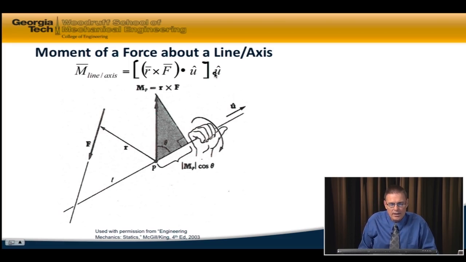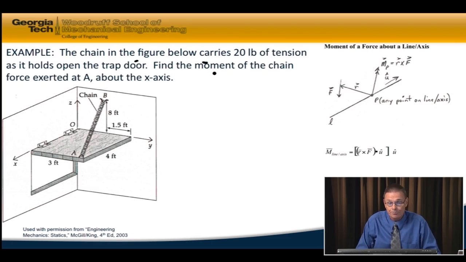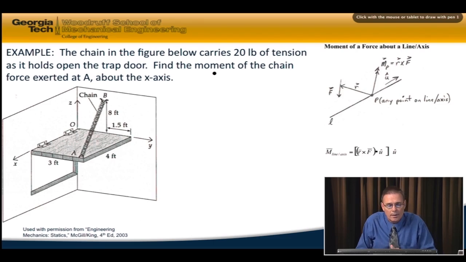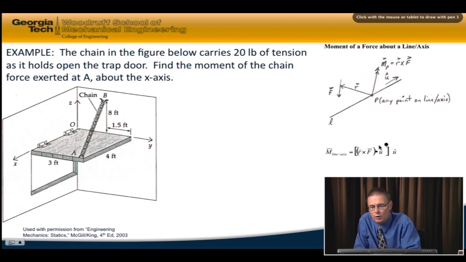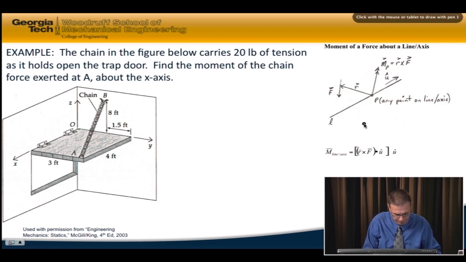And so the easiest way to solve this or learn this theory is to go ahead and solve a problem. And so here again is a problem from McGill and King. We have a chain that's carrying 20 pounds of tension, and it holds open this trap door. And we want to find the moment of the chain force exerted at point A about this x-axis. And over here on the right, I've included my theory with the line about which we're finding the moment, the line of action of the force, and the equation that we're going to use.